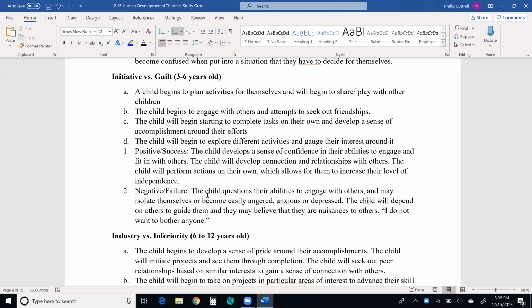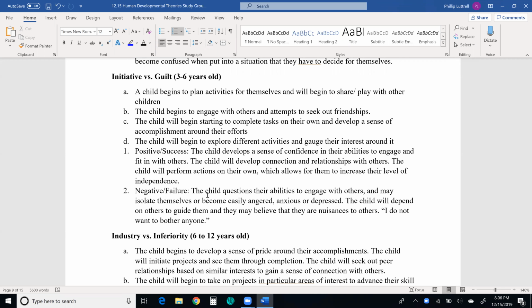So if they take initiative and it's recognized and positively accepted, they're going to be more confident in doing it in the future. So the child will develop a connection and relationship with other people, and the child will perform actions on their own, which allows for them to increase their level of independence in some way.